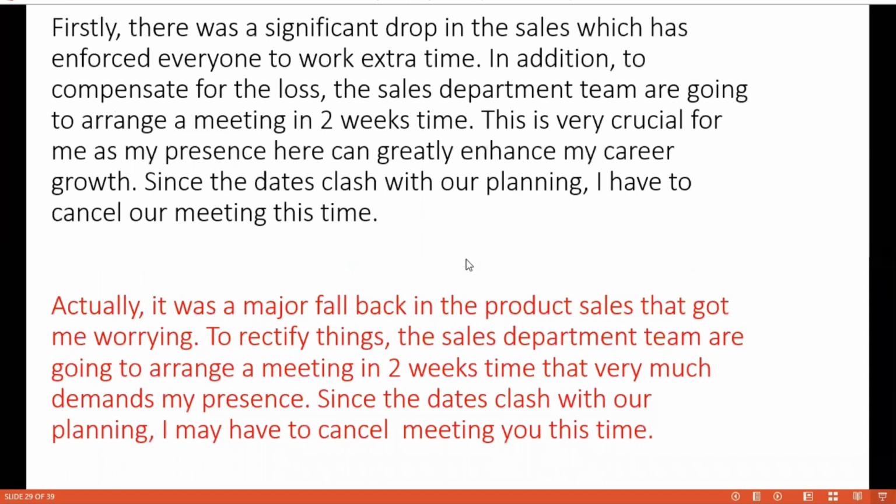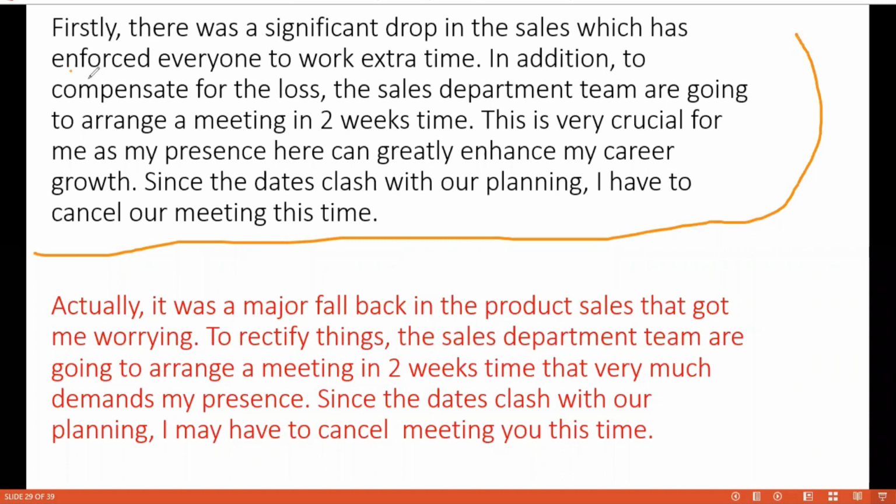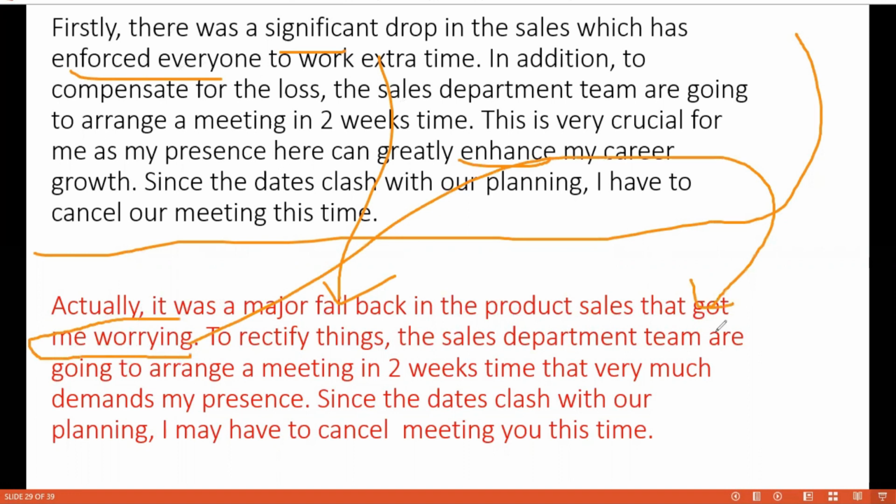Let's look at the next paragraph. This is still fine. Whatever I have written in the first paragraph is, to an extent, fine, but "enforced" and "enhance my career" are the common set of formal words. "Significant drop" is still fine. I would have written "major fallback." Correct? Firstly, there was a significant drop in the sales, which has enforced everyone. See here, there is a fallback in the product sales that got me worrying. That's how you would talk to a friend. Yes or no? I hope you're saying yes.